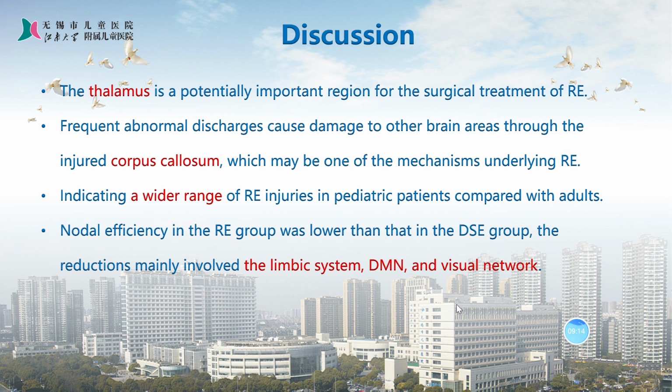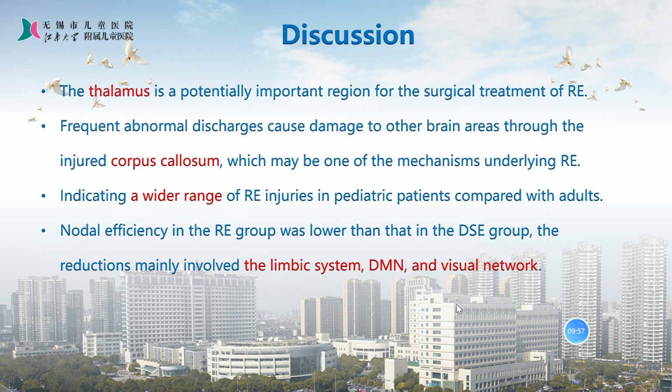The corpus callosum is the most important pathway for the bilateral transmission of frequent paroxysmal discharges in the brain. Frequent abnormal discharges cause damage to other brain areas through the injured corpus callosum, which may be one of the mechanisms underlying RE. Besides, the superior longitudinal fasciculus connects the frontal and parietal lobes, and the inferior longitudinal fasciculus connects the temporal and occipital lobes, indicating a wider range of RE injuries in pediatric patients compared with adults.